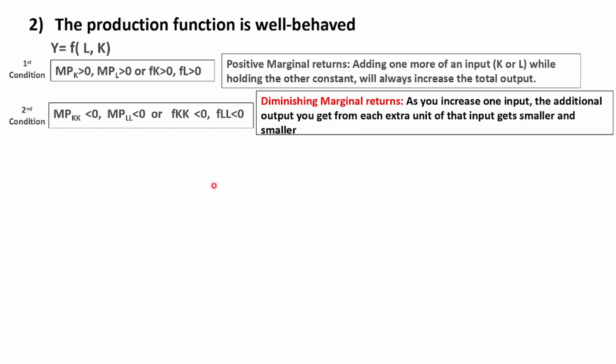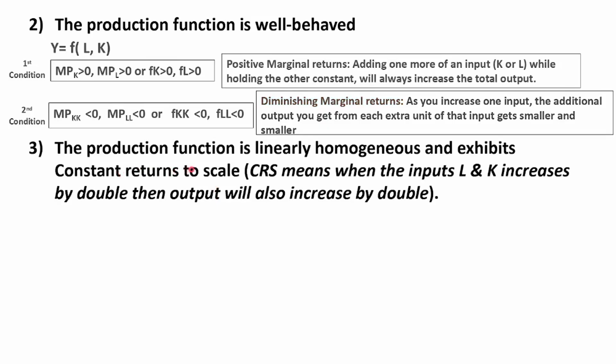Okay, now let's go to the third assumption. The production function is linearly homogeneous and it exhibits constant returns to scale. Here, constant returns to scale means CRS, and CRS means when the inputs labor and capital increase by double, then output will also increase by double.